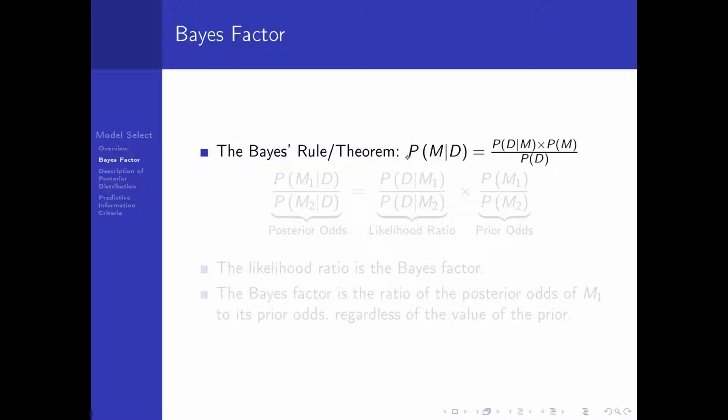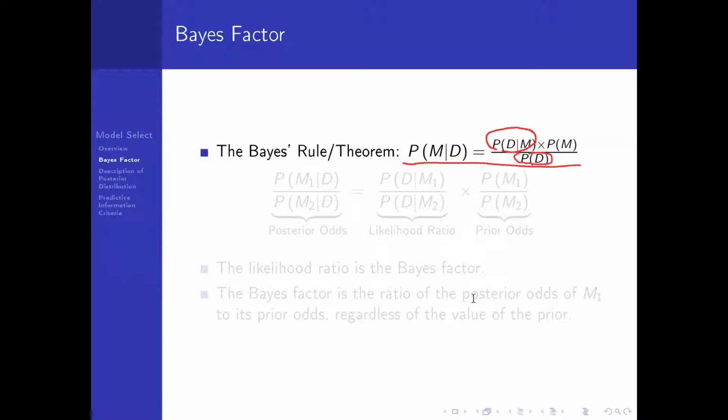The posterior probability of the model given the data is equal to the ratio, okay? In the numerator of the ratio, we have the probability, or the likelihood, of observing data given the model multiplied by the prior probability of the model. In the denominator, the probability of data.